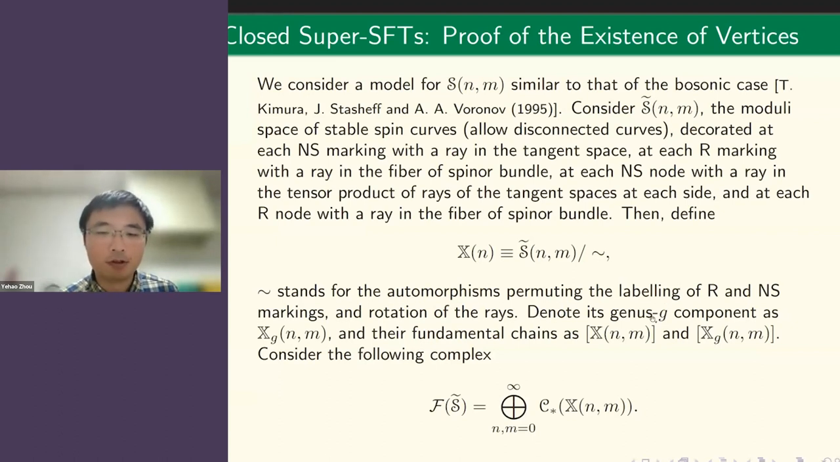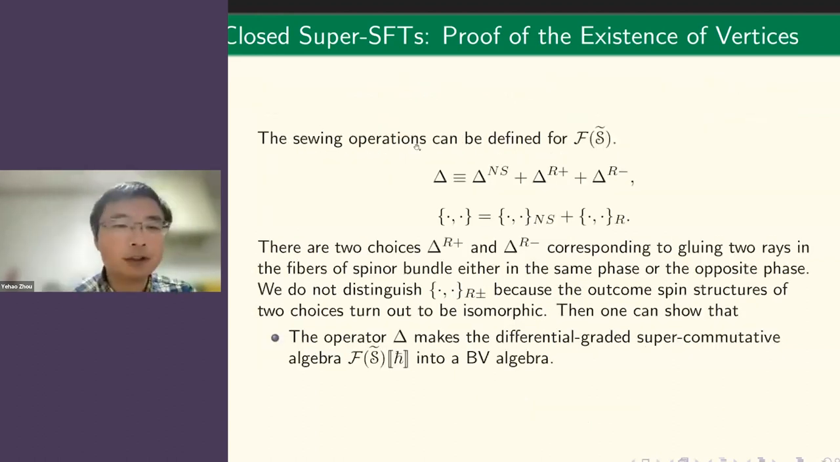Let us denote this genus g component as X_{g,n,m}. And we also denote their fundamental chain by this bracket notation of X. It will form the following complex, which is basically the direct sum of the chain complexes on each component. And then we have the sewing operations defined for this chain complex.